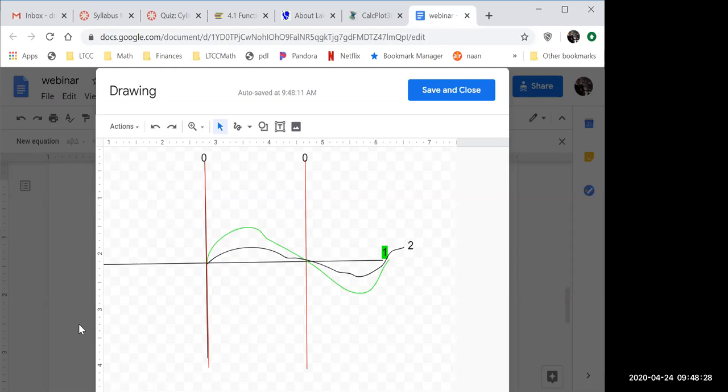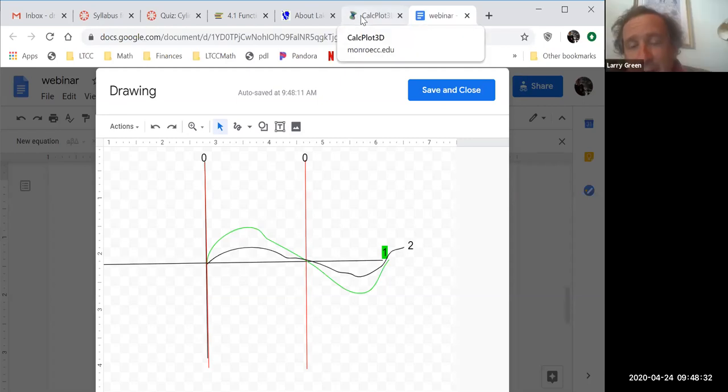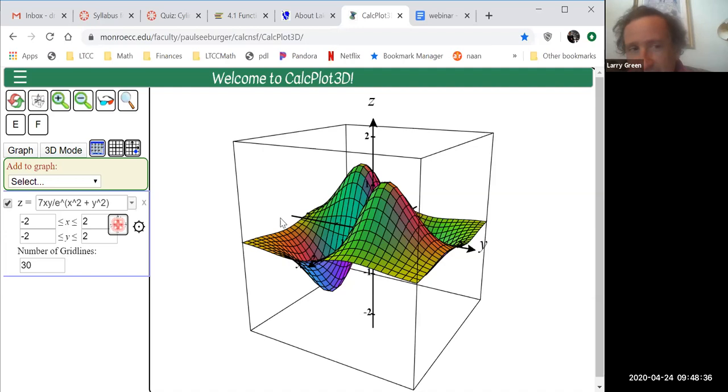Desmos. I like Calplot 3D because it's better for three-dimensional stuff. Desmos does also work, but I like Calplot 3D. And let me show you how to use it because I think it's much easier and much prettier. It does this whole 3D geometry. You can spin things and all that. That's what you want, but I think Calplot 3D is a little better.